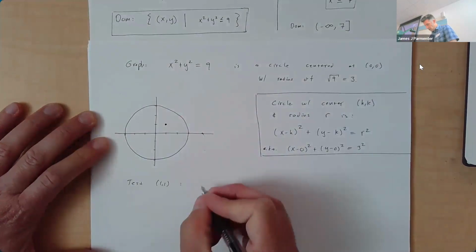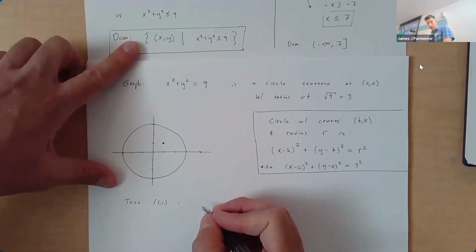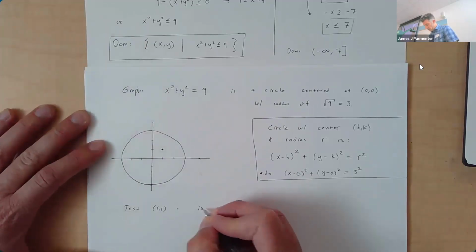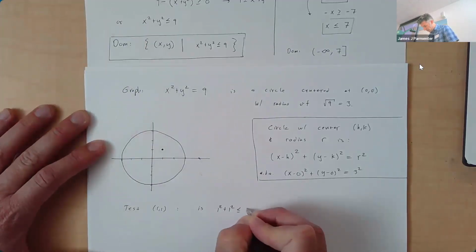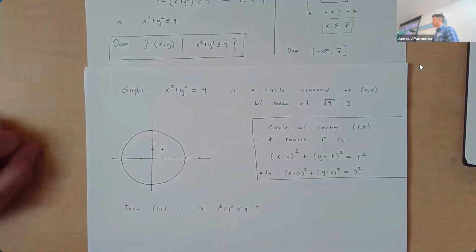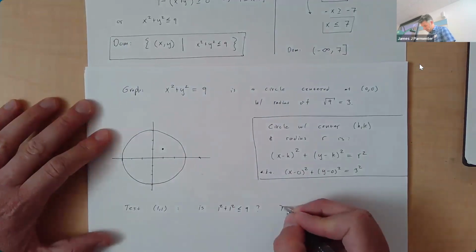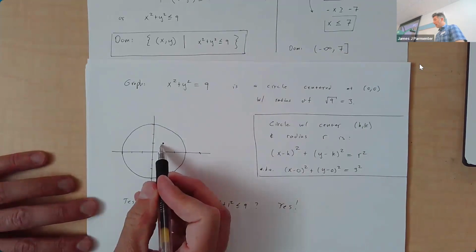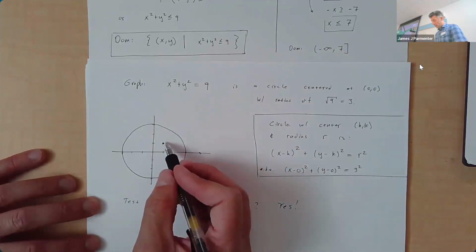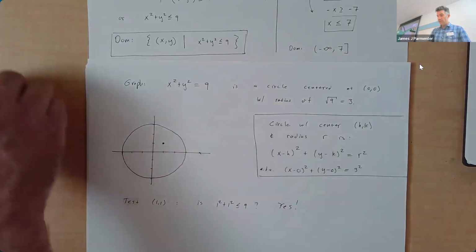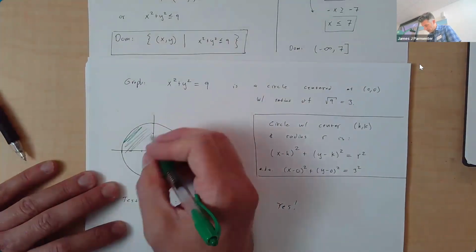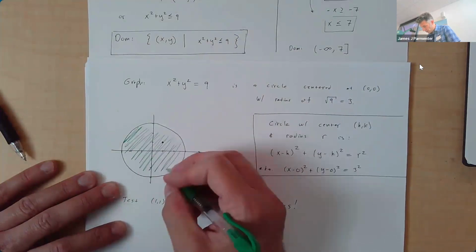So if I do that, looking back at the inequality, x squared plus y squared less than or equal to 9, is 1 squared plus 1 squared less than or equal to 9? I think it is, right? 1 plus 1 is 2, 2 is less than 9. Yes. That means that that point is in the domain, and so is every point that is on this side of the boundary. So our domain looks like everything inside the circle and including the boundary of the circle.